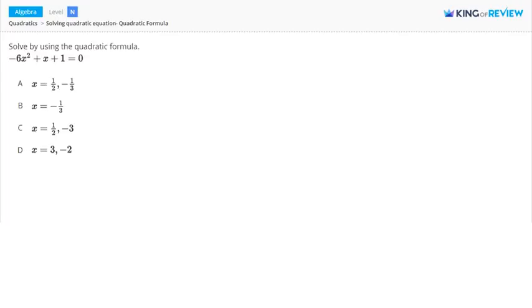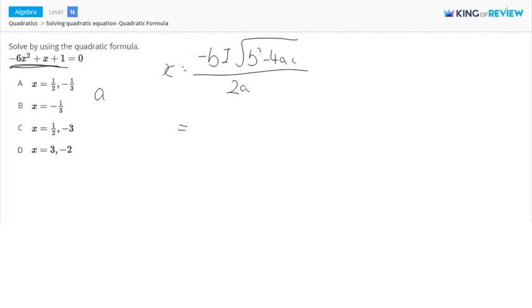So the quadratic formula says x is equal to negative b plus or minus the square root of b squared minus 4ac, divided by 2a. Did you guys remember it by now? I hope so. Well, our a value for this equation is going to be negative 6, our b value is 1, and our c value is 1. So now all we have to do is plug it into our equation.